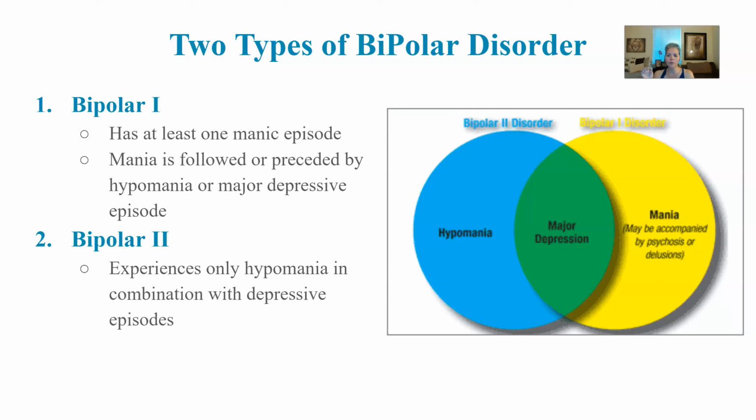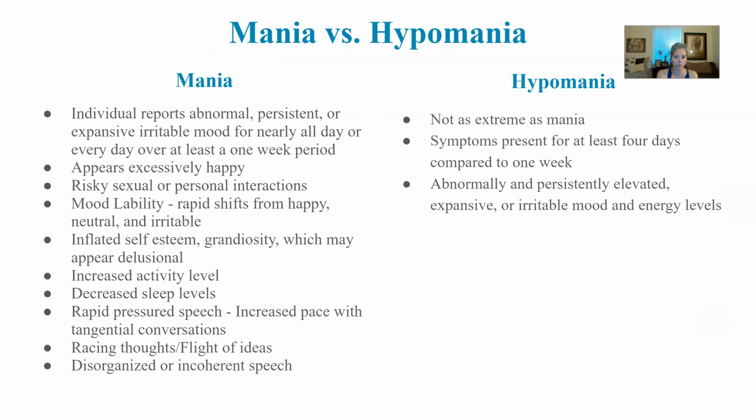So with bipolar 1, you have at least one manic episode, so it meets the diagnostic criteria for mania. Bipolar 2, it can just be hypomania. Now, bipolar 1, you might have periods of hypomania, but you are going to experience a full manic episode. And bipolar 2, you do not have manic episodes. If you have manic episodes, it would be classified as bipolar 1.